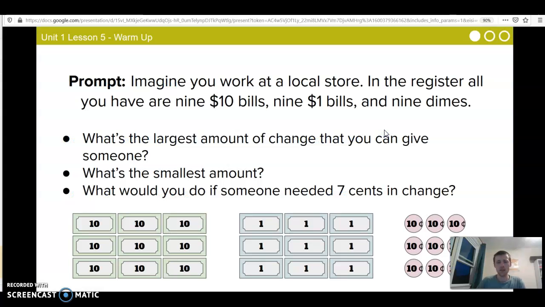Let's get started. So for our warm-up, I asked a very simple question. If I gave you 9 $10 bills, 9 $1 bills, and 9 dimes, what's the largest amount of change you could give somebody? Well, that would be $99.90. Very easy question, right? What's the smallest amount? 10 cents.